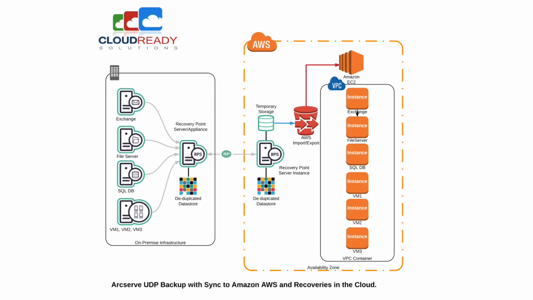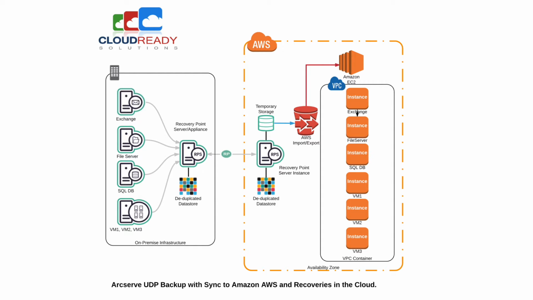Now, you can see in this diagram, I've got an on-premise infrastructure. I've got some physical servers, drawn as Exchange, File Server, and SQL. And I've got some virtual machines. I have a local recovery point server, an Arcserve recovery point server, which is configured to synchronize with a recovery point server in the AWS cloud. Now, thanks to the global deduplication nature of Arcserve UDP, we're able to back up those servers very regularly and consume very little disk space in the cloud.